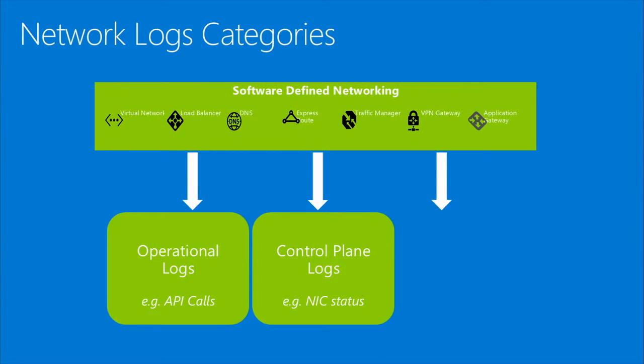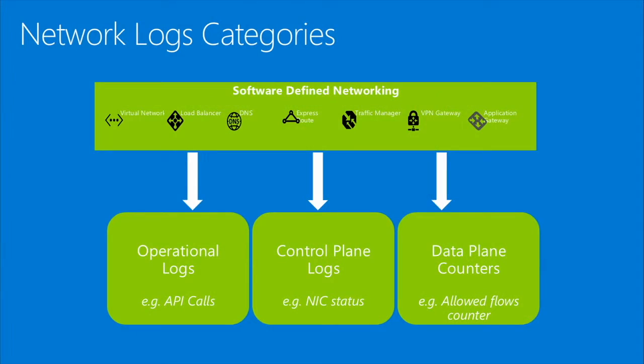The second category is the control plane logs. These are the status updates from the different components that you have provisioned in your public cloud, such as NIC status, for example what rules are being deployed on the different NICs in your system. Finally, the third category is data plane counters. These are the counters of the flows that have been allowed or denied through certain components in the system that you have provisioned. Let's take it a little bit more in depth.